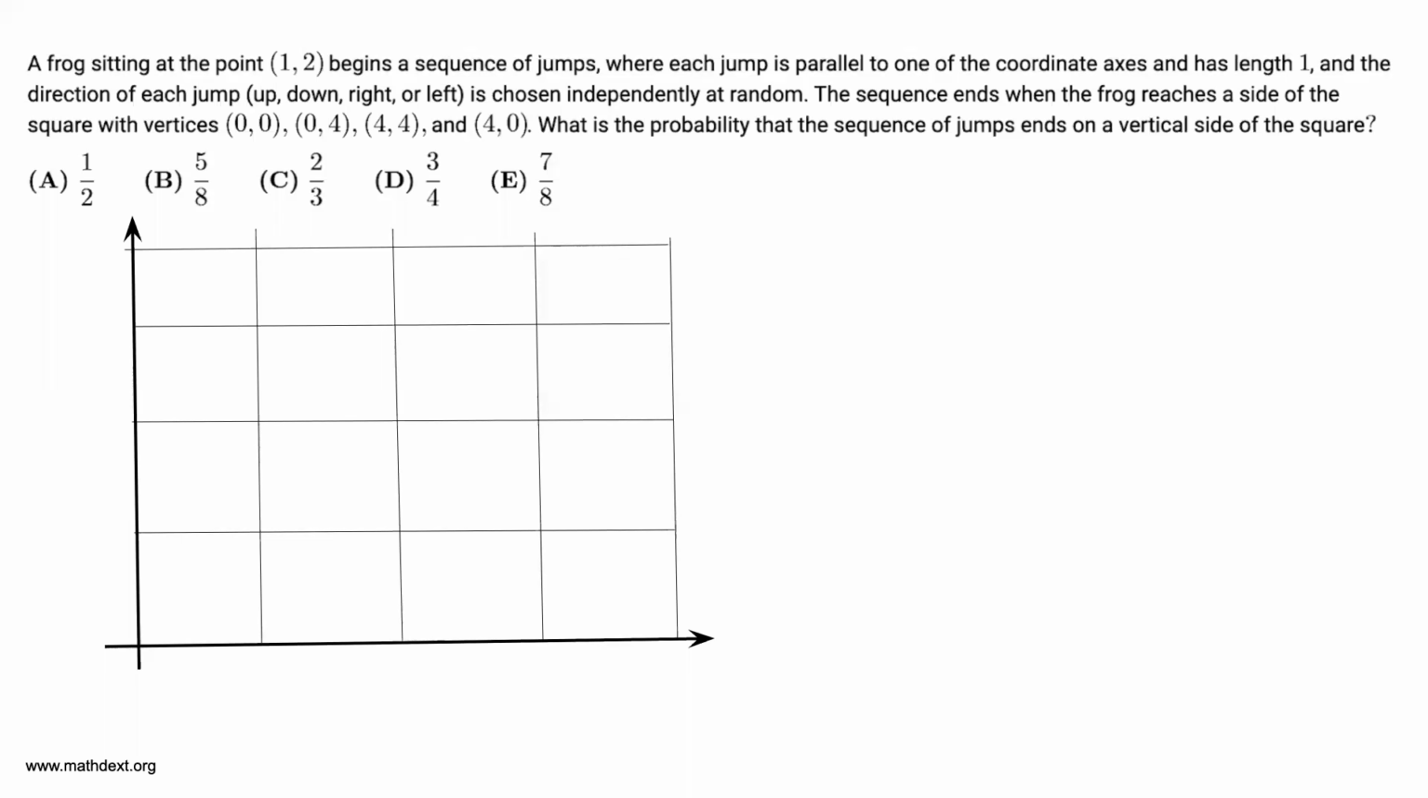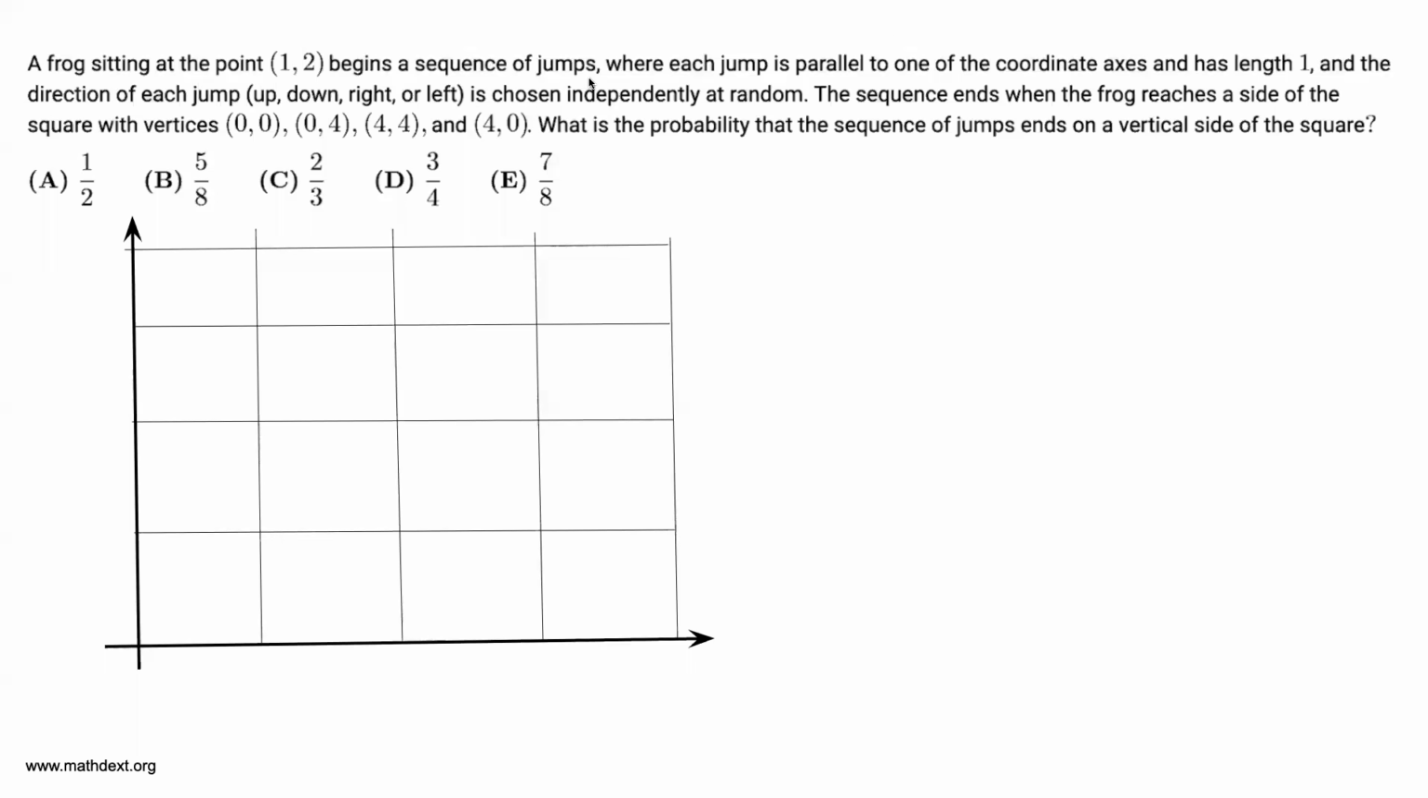A frog sitting at the point (1, 2) begins a sequence of jumps where each jump is parallel to one of the coordinate axes and has length 1. The direction of each jump, which is up, down, right, or left, is chosen independently at random. The sequence ends when the frog reaches the side of the square with vertices (0, 0), (0, 4), (4, 4), and (4, 0). What's the probability that the sequence of jumps ends on a vertical side of the square?